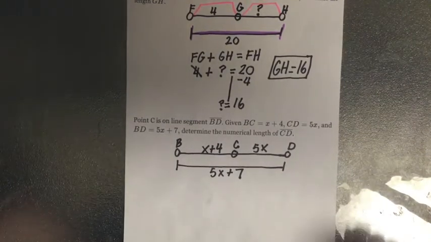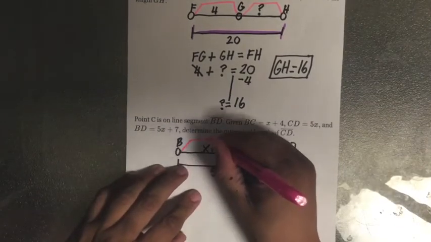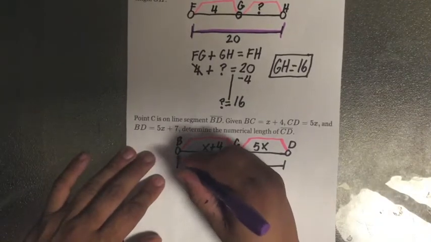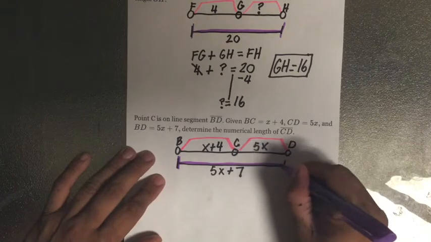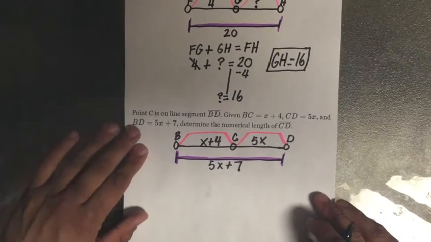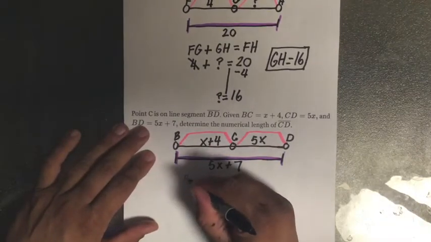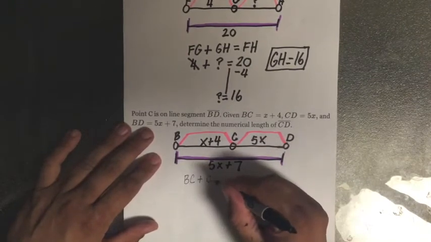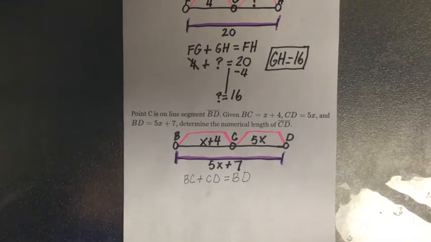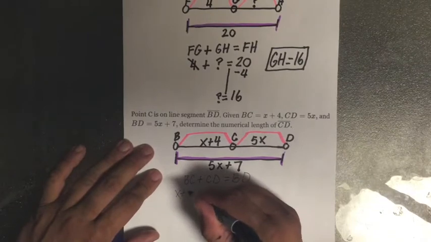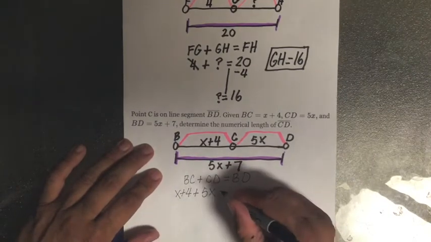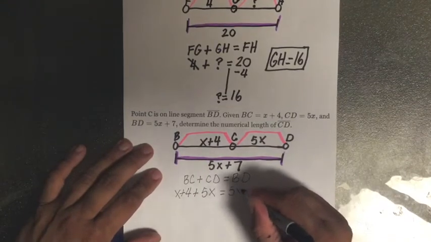Now I know this one looks a little more complicated, but the idea is the same, right? Short plus short is equal to the long. Pink plus pink is equal to purple, right? So I say BC plus CD is equal to BD. So now let's substitute. BC is X plus 4, plus CD is 5X, is equal to BD, 5X plus 7.